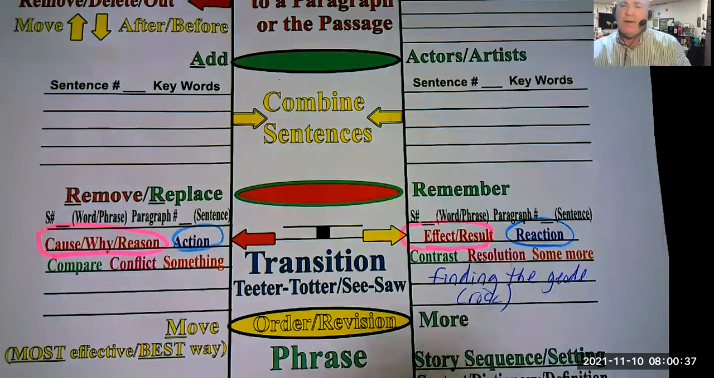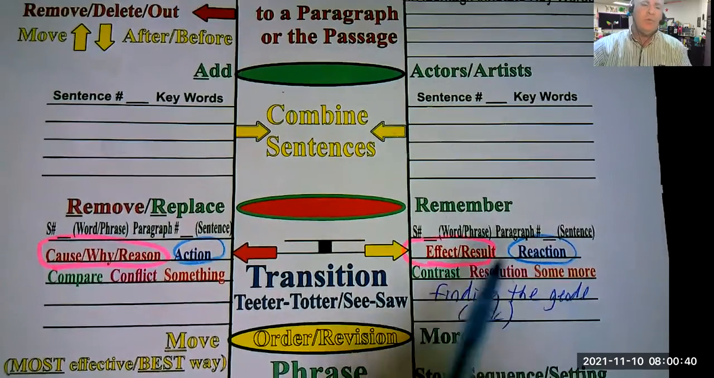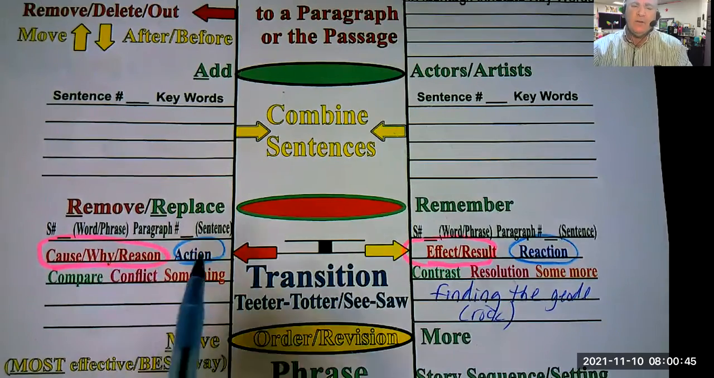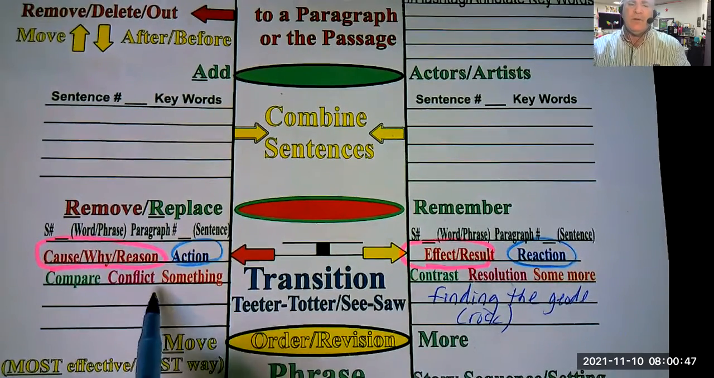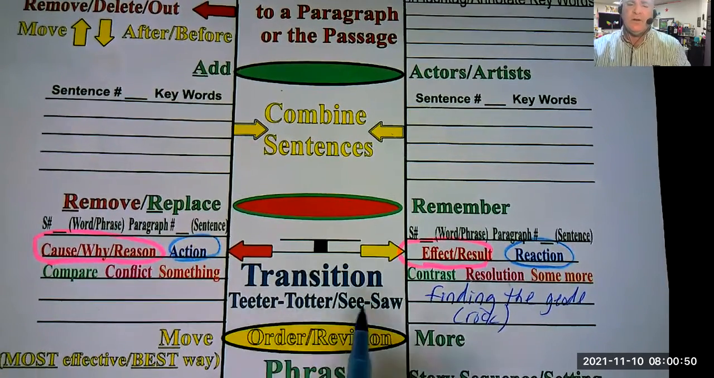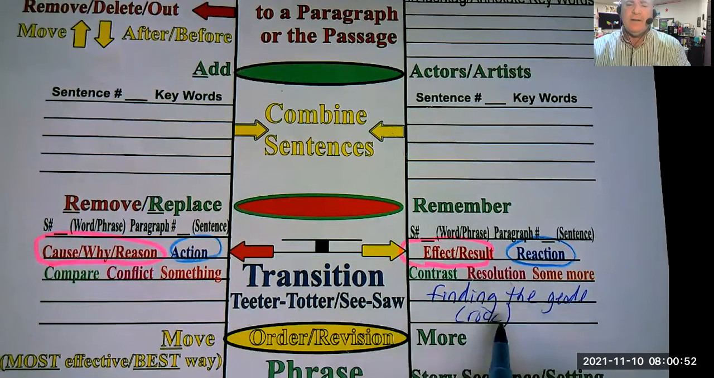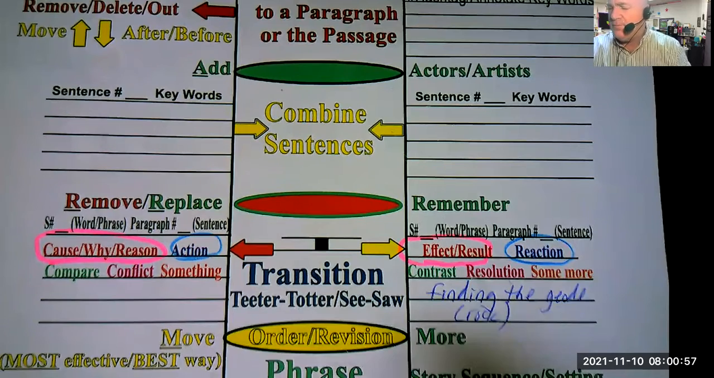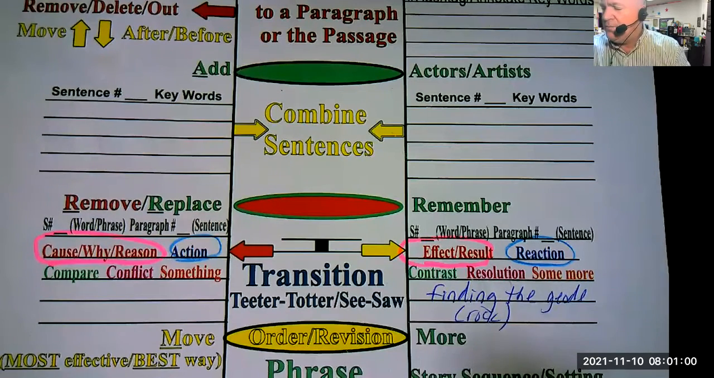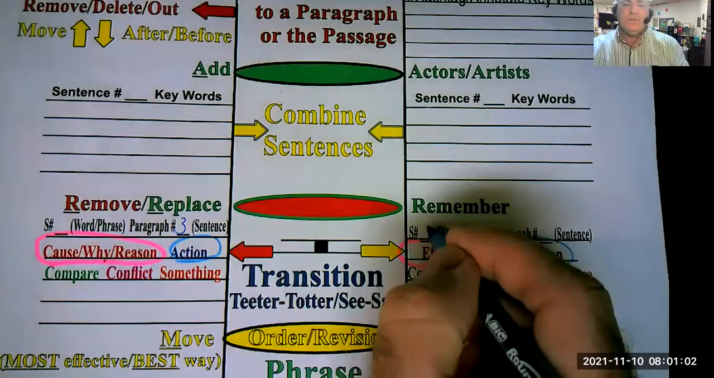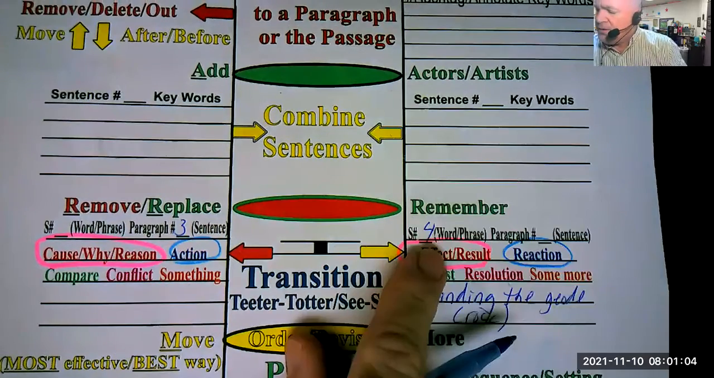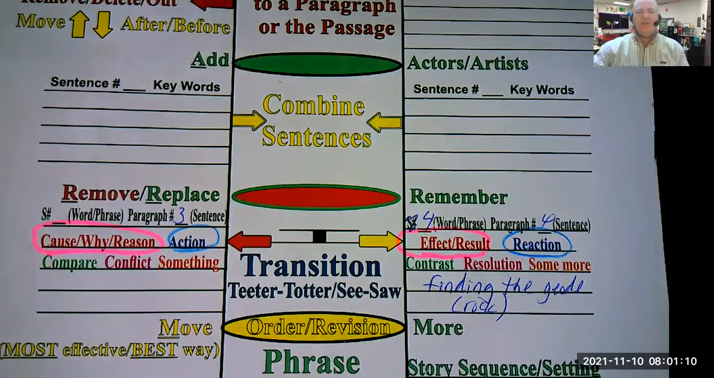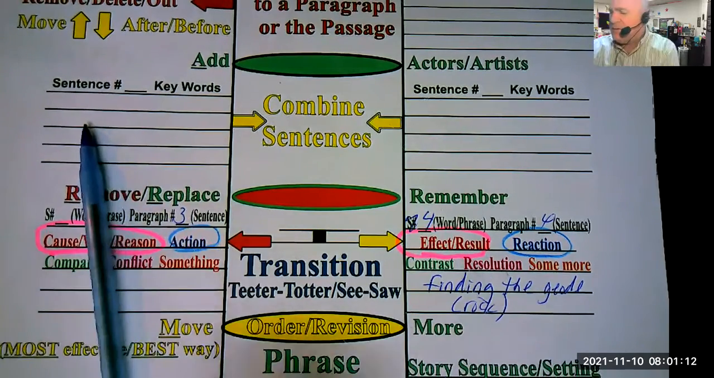So the effect would be red and the reaction would be blue. So we're looking for the red cause, the why, the reason, the blue action that transitioned her, teeter-tottered her, seesawed her to be able to find this geode. And it's going to be in paragraph 3 and paragraph 4 is when, sorry, wrong place, I put that there. In paragraph 4, she finds it.